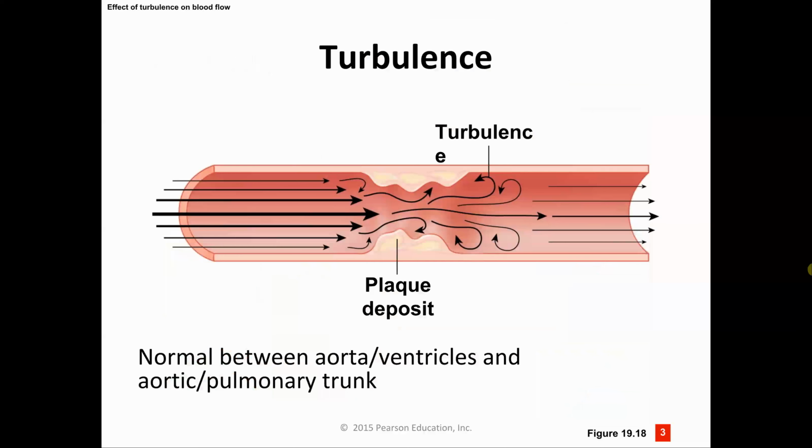There's some turbulence that's built in. So there's resistance between the aorta and the ventricles and the aorta and pulmonary trunks, just because there's kind of a jog between where they're attached. That's good, it slows down the blood a little bit. But any kind of non-built-in turbulence starts to increase resistance.